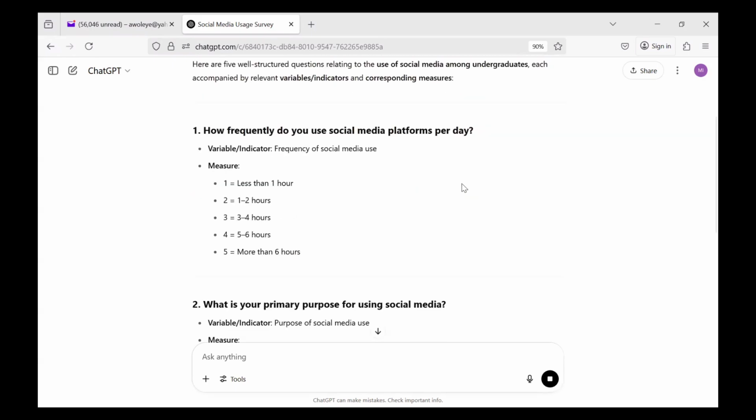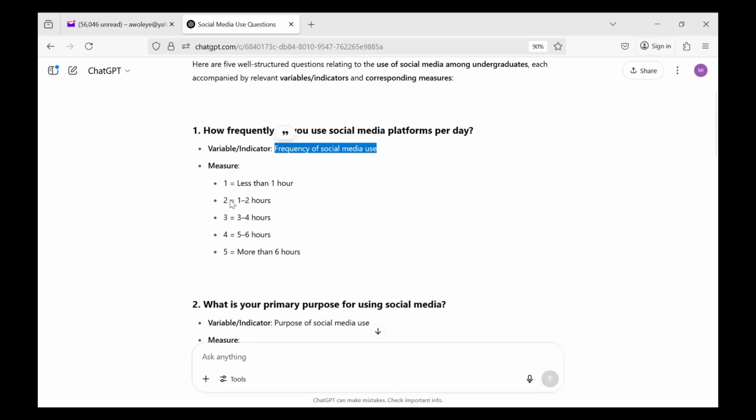Can you see that? It has given us: how frequently do you use social media platforms per day. Then the variable indicator is frequency of social media use. Can you see that? By the time you are writing your chapter 3, you have to write your variables and measures. While you are writing your variable, you are not going to write it in terms of questions. It's not going to come in question form, but it's going to come like this. So this is going to be the variable, frequency of social media use. And what is the measure?